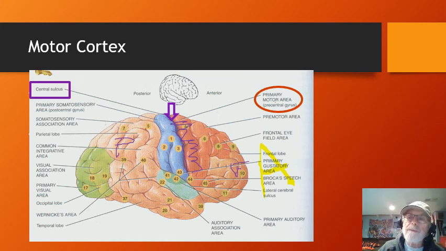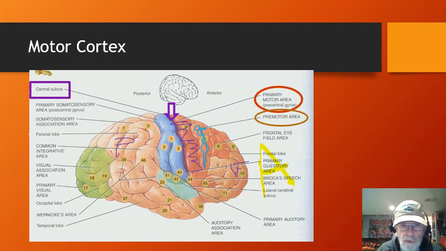Just below that is another area called the premotor area, the area right here, just a little bit in front of it, that gyrus in front. That actually gives assistance to the primary motor area. It's not nearly as prolific as what we find in the primary motor cortex, but it can help.